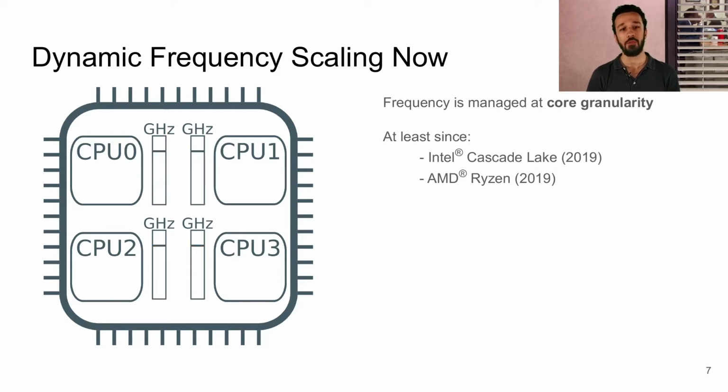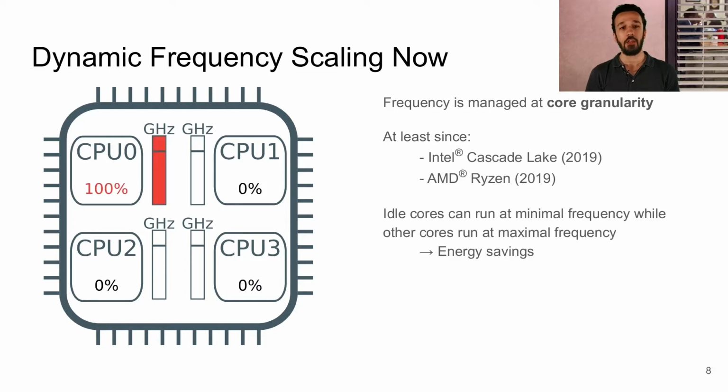The latest generations provide per-core frequency scaling. Intel implements this feature in its 2019 Cascade Lake architecture with the Speed Select technology. AMD also provides this feature on its latest Ryzen CPUs. Each core can now individually manage its frequency. Here, if CPU 0 is the only one executing software, it will be able to use the maximal turbo frequency just like before. However, all other CPUs that are idle will now be able to run at the lowest possible frequency. These idle CPUs will therefore use less energy than previously.